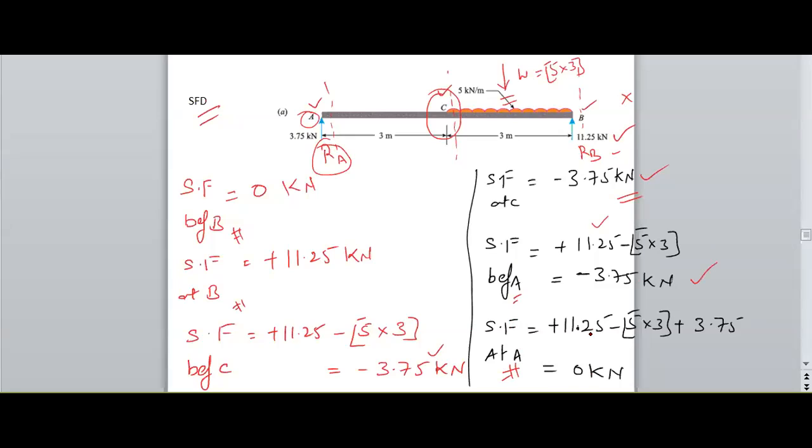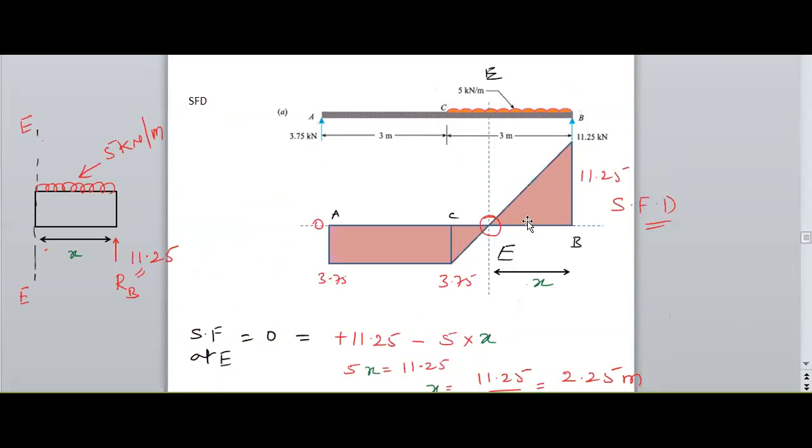Next, if I consider this RA value also, it is 3.75 which is moving upward direction. So it is a positive. Therefore, the net value is 0. Using these values, I need to draw the shear force diagram.